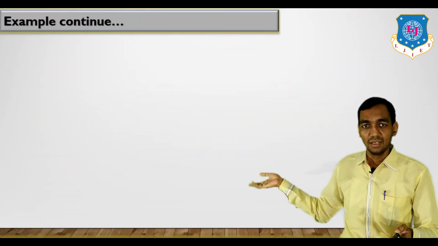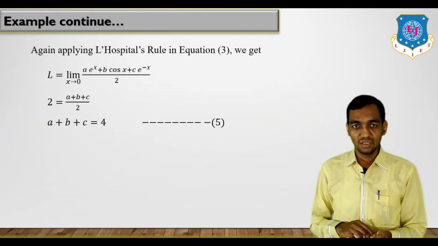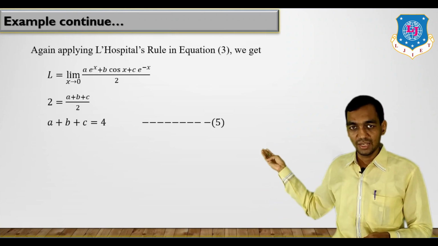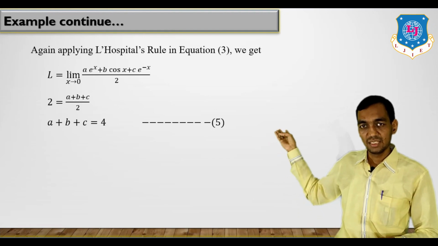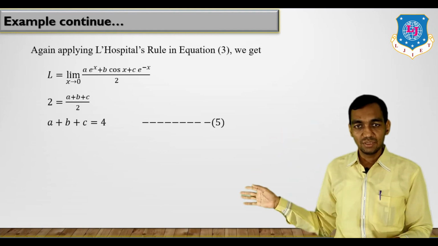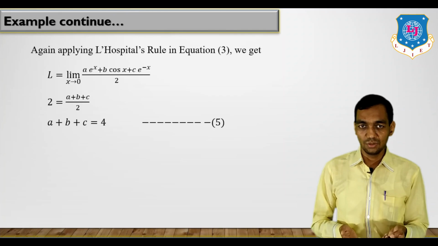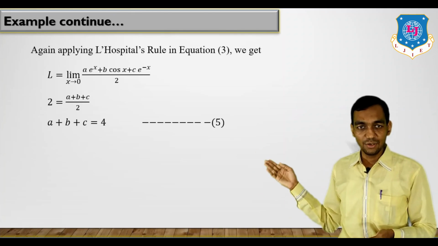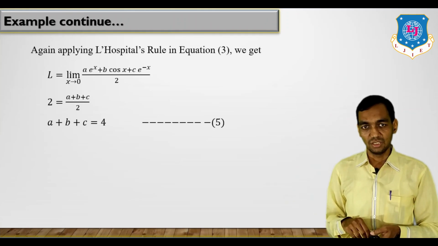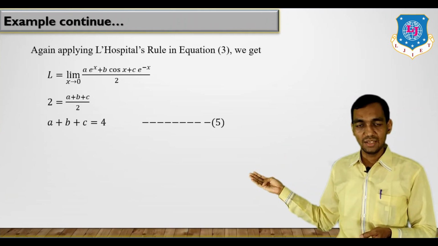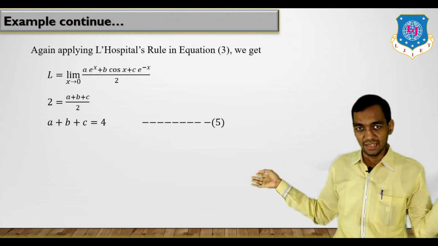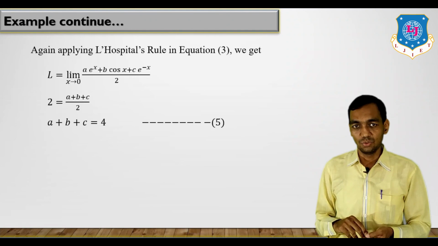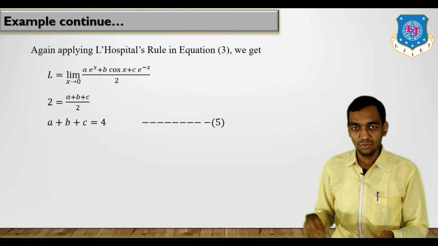Now in the same manner apply L'Hospital's rule to equation number 3, and that will give you L is equal to limit x tends to 0, a e raised to x plus b cos x plus c e raised to minus x divided by 2. Now see, here the denominator is now non-zero. So you will have a limit, and capital L has a value 2, that is already given in the question. So L is replaced by 2, and applying limit to the right hand side, that will give you 2 is equal to a plus b plus c divided by 2, and that will give a plus b plus c is equal to 4.